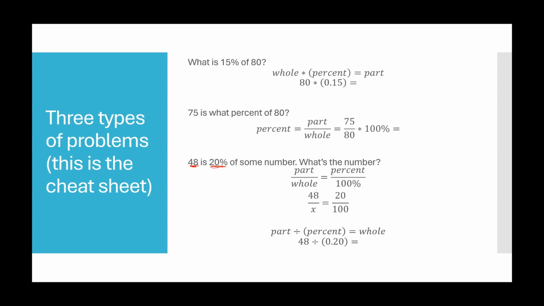So you can set up this lovely thing. I like to do this. Part divided by whole is percent out of 100%, right? Or you can use, like we've been doing just before when I was reading those problems straight through, 48 equals 20% times some number. And you can solve it that way too. Or look at this lovely thing. It's part divided by percent. All right, that's the cheat sheet. Try them out.